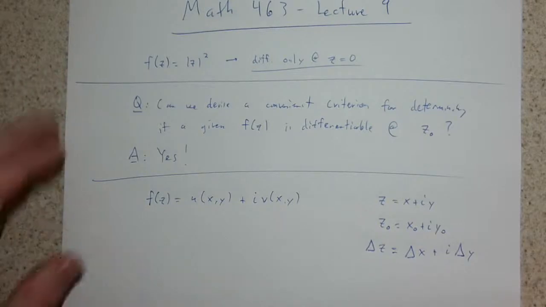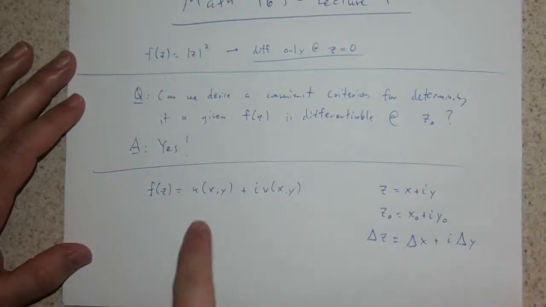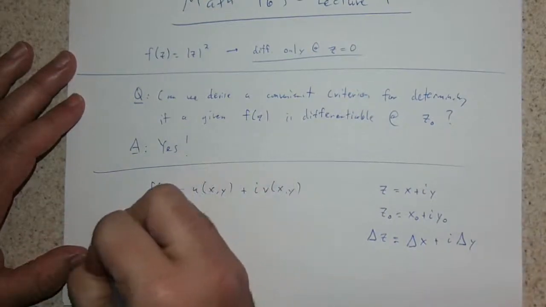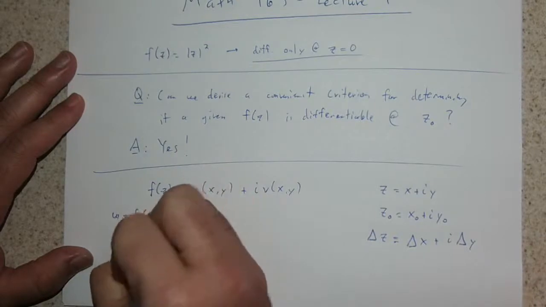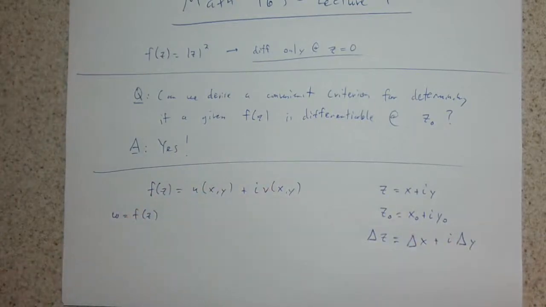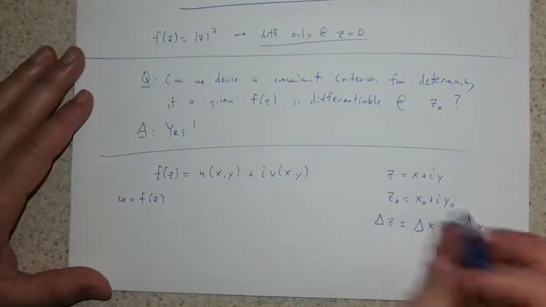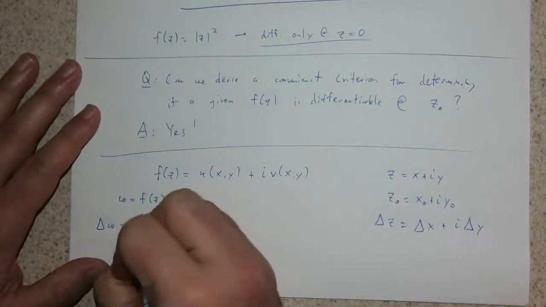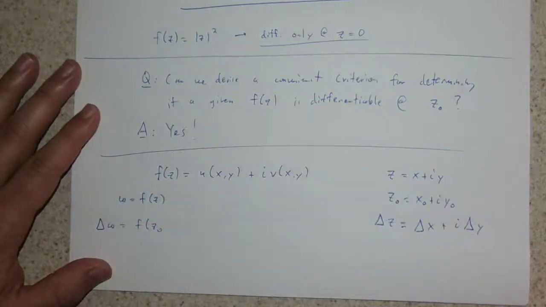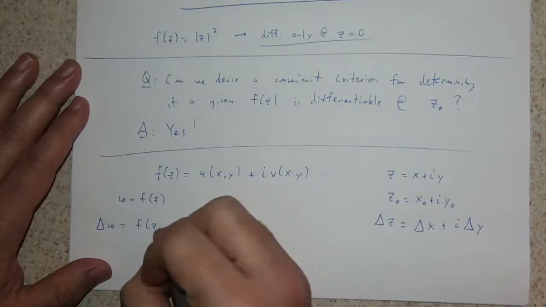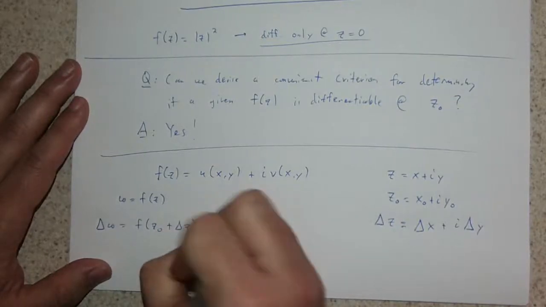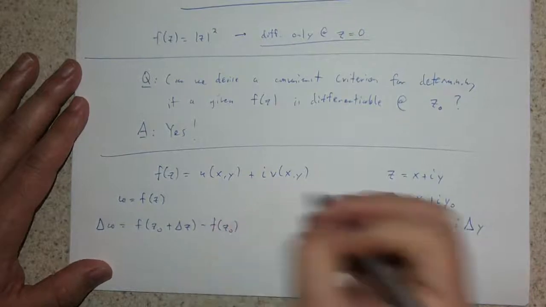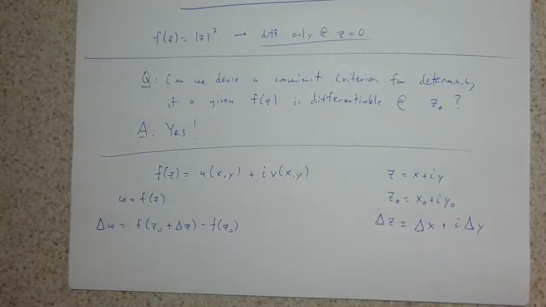Okay, so thinking of it this way, remember that if we were thinking of w as being defined by the functional value at z, then delta w is f. It was the numerator in that difference quotient that we rewrote. So this is f of z naught plus delta z minus f of z naught. This was our numerator in that definition of derivative showing up yesterday.